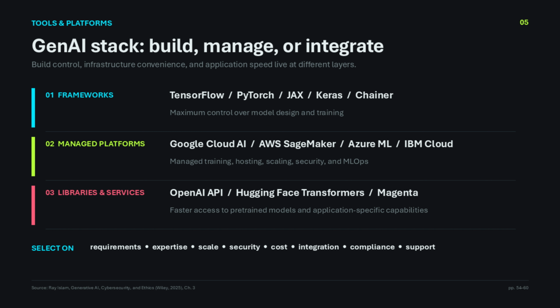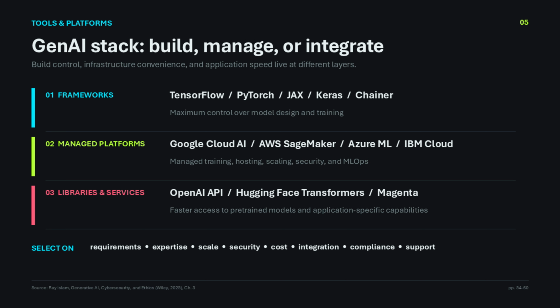All right, let's talk tools, because the GenAI market can feel like a giant wall of names. A cleaner way to navigate it is to choose among 3 layers: build, manage, or integrate. Frameworks like TensorFlow, PyTorch, JAX, Keras, and Sckit-learn give teams deep control over model design and training. That flexibility is powerful, but it also demands expertise and computing resources.